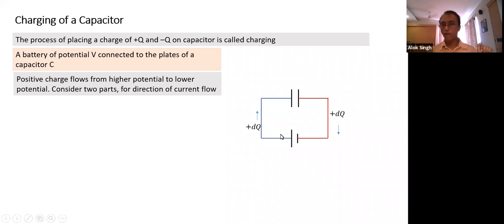Effectively, the role the battery is playing here is shifting charge from the negative plate to the higher plate. It is something like this: if two water tanks have water at the same level, you connect a pump and start pumping water from one tank to the other.